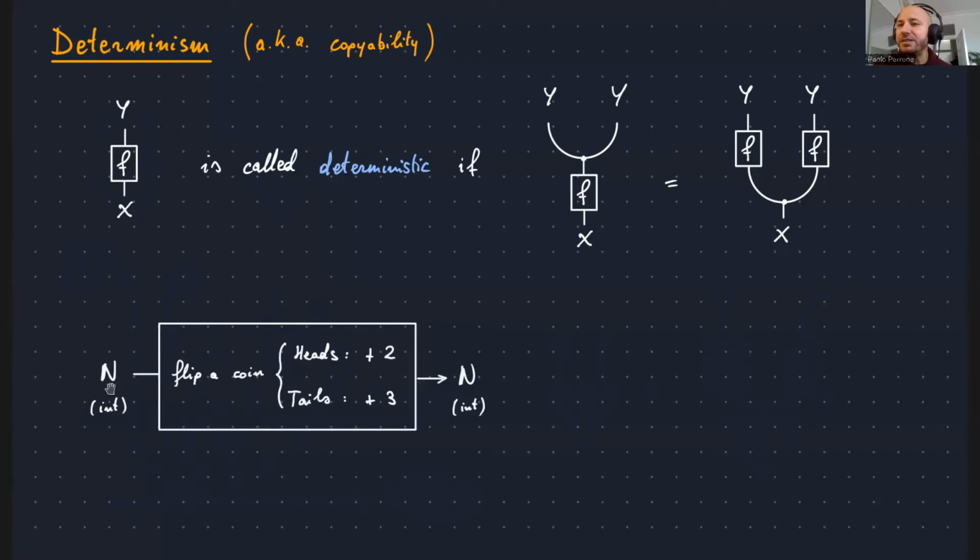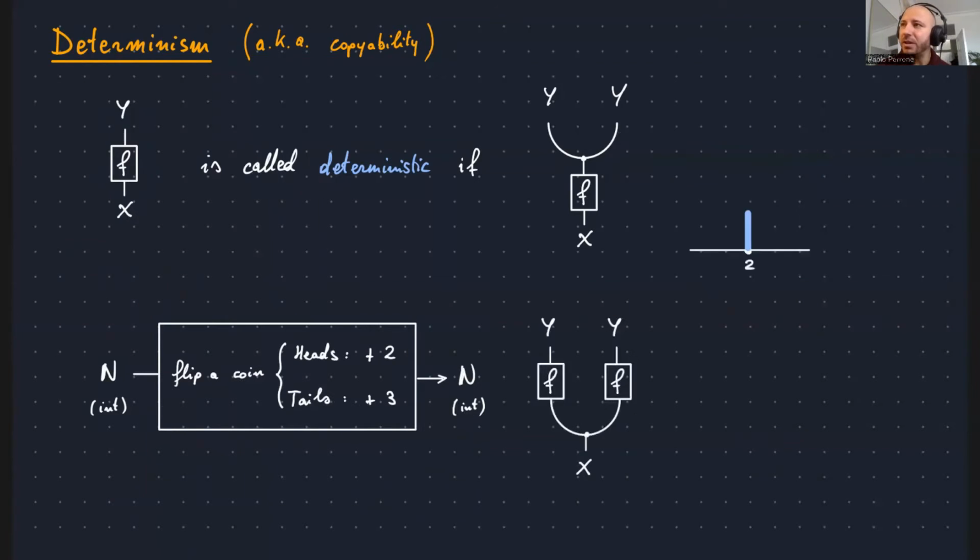Say that F is this function. It takes natural numbers, or like int if you are in computer science, and it flips a coin. If it's heads, it adds 2 to your number. And if it's tails, it adds 3 to your number. So this is a random function, okay? Now let's look at what happens if we start with value of 2.